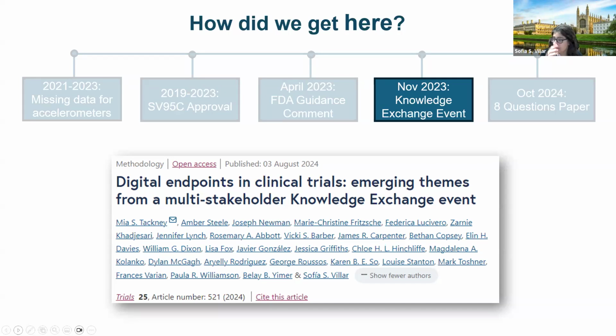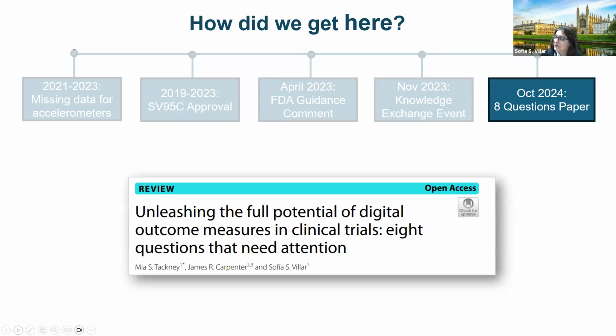And if you're interested, we published a paper in Clinical Trials that can give you ideas of the challenges around organizing multi-stakeholder events and how we went about that, but also the insights that we got from putting all these people together, which were many. And after that, with all of this in mind, Mia mostly, who is the driver of this work, and I wrote this paper with James around what we felt were the methodological questions that needed the most attention so that we could really unleash the full potential of digital outcome measures to deliver all the promise that we think they hold. And this is what we're going to talk about in the next part of the seminar.